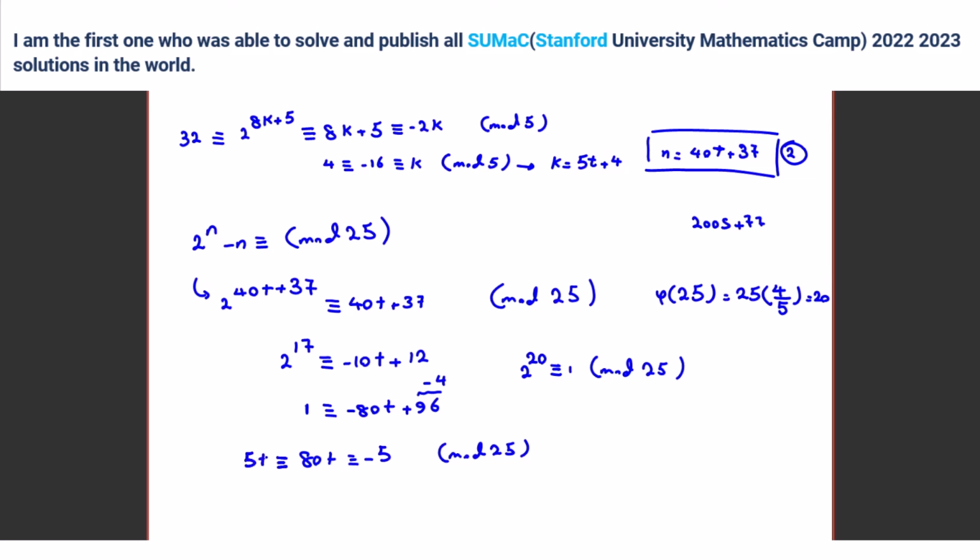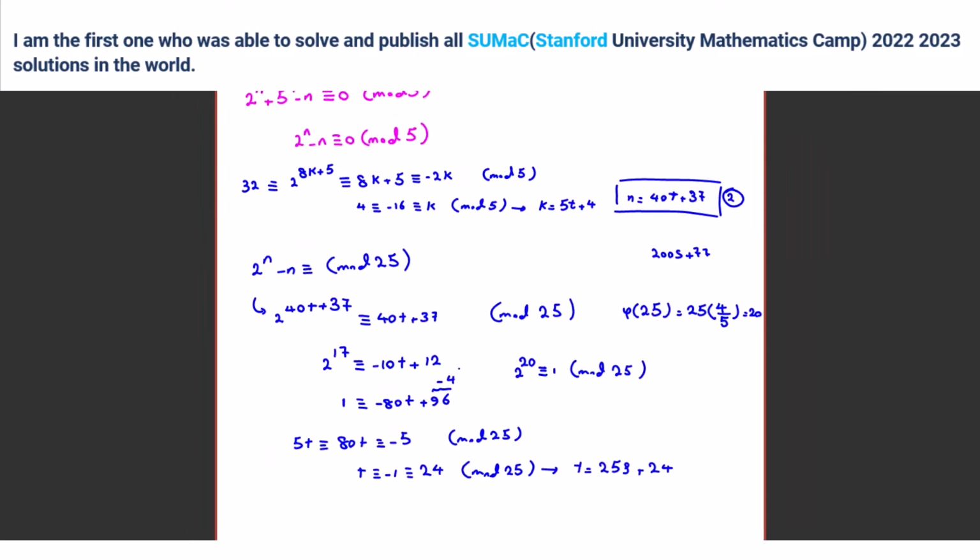80t is 5t, right? So t is negative 1, which is 24, right? 25. So t is 25s plus 24. Is it correct? When you divide it, should it be mod 5? Yes, sorry, mod 5. Mod 5, so t is 5s plus, so this one is also 4, right? Yeah. 5s plus 4.